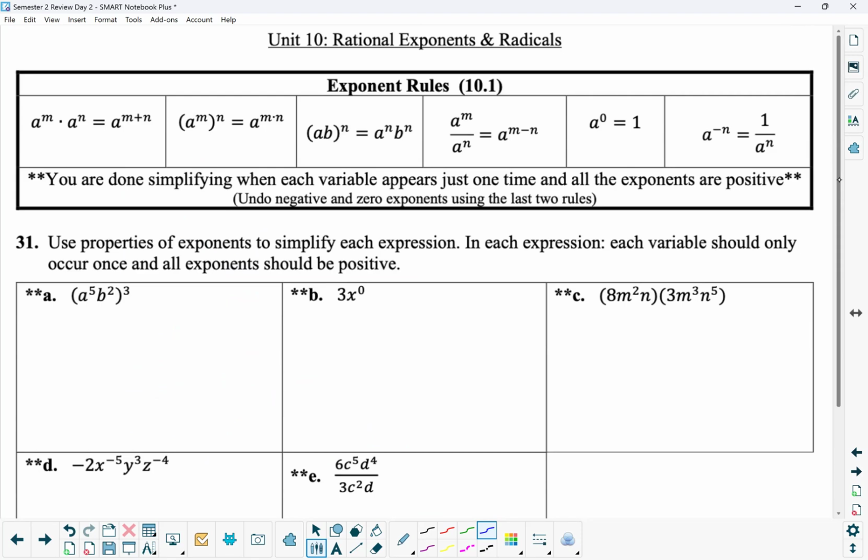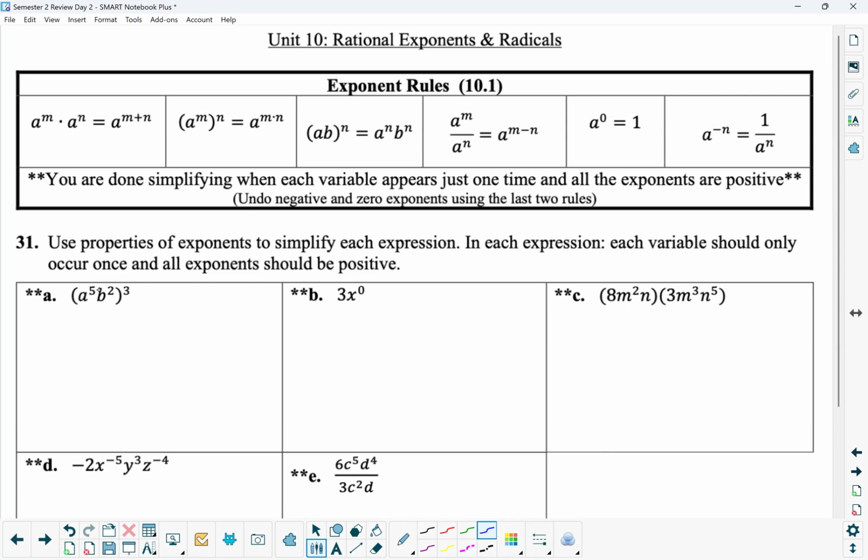Unit 10, we started with rules for exponents, and they are all listed there. I am going to leave that. I'm not going to read through each of them. But this double star here: you are done simplifying when each variable appears just one time and all exponents are positive. Undo negative and zero exponents using the last two rules. So use properties of exponents to simplify each expression. Each variable should occur once and all exponents should be positive.